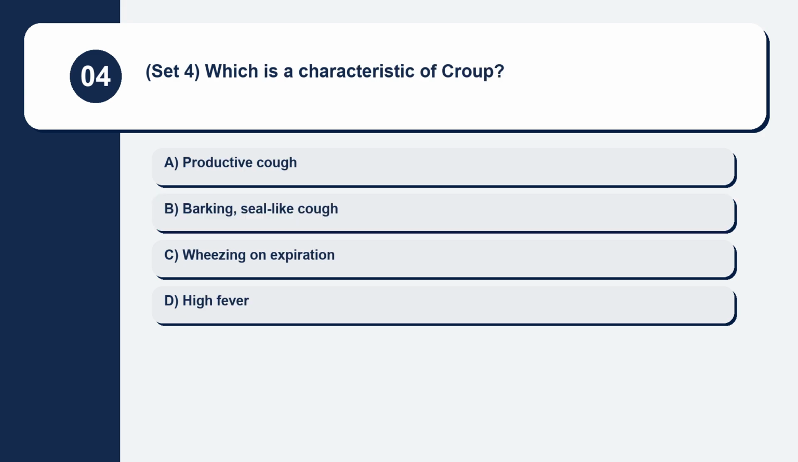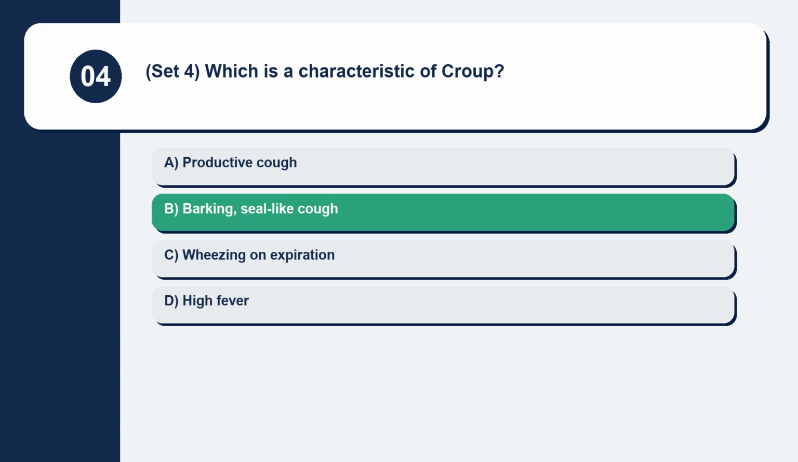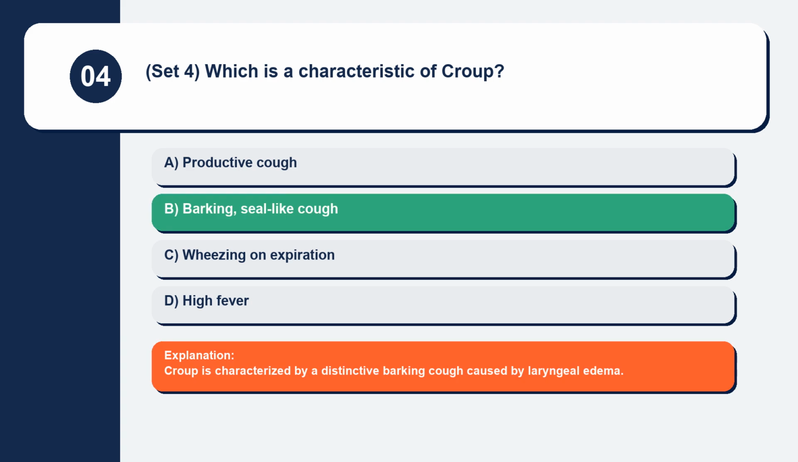Question 4. Set 4. Which is a characteristic of croup? Productive cough, barking, seal-like cough, wheezing on expiration, high fever. Croup is characterized by a distinctive barking cough caused by laryngeal edema.